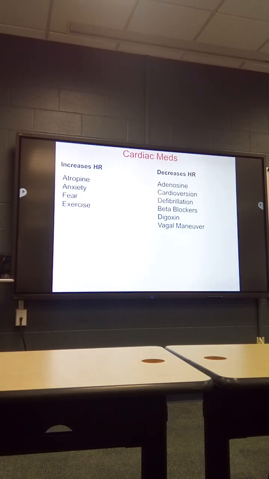What decreases our heart rate is adenosine, cardioversion, defibrillation. Usually that will, if you're in VTAC, pulseless VTAC or VFib, stop that fast, irregular rhythm and then slow it down, hopefully going into sinus rhythm. Beta blockers will decrease your heart rate because it's a blocker, right? It's going to block that stimulus and slow your heart rate. Digoxin does slow your heart rate, and then the vagal maneuvers.